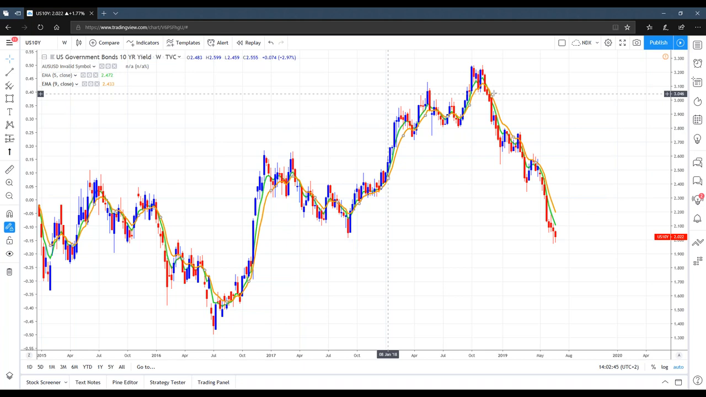And generally, what that is indicating is money is going into the 10-year bonds, and they're inversely related to the yield. So as money goes into the bond, the yield comes down. But we still need to pay attention to the yield, okay? Because at the end of the day, yield attracts capital. Yield attracts capital.